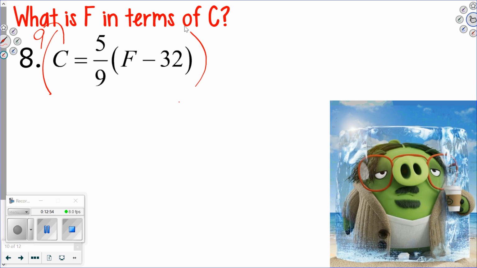I know where you were going with that. Yeah, I know where he was going. There you go. So 9c. And then what happens when I multiply here? So 9 divided by 9 times 5 is 5. And then we do not distribute to that parenthesis.